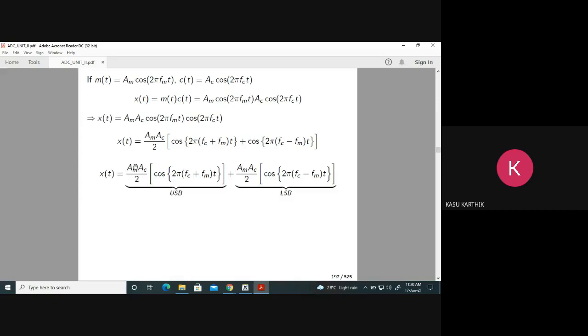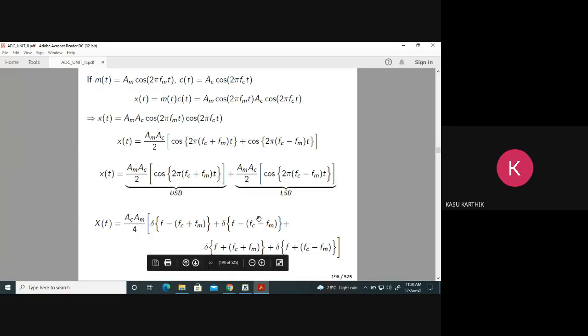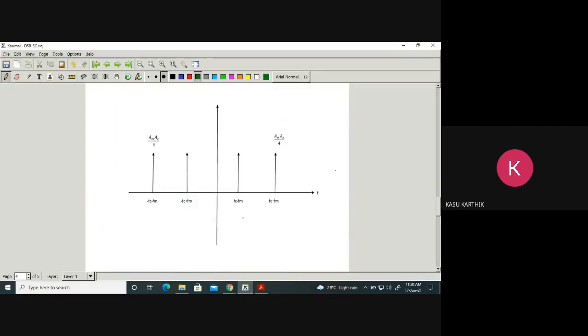So what is the upper sideband amplitude? Am Ac by 2. What is the lower sideband amplitude? Again Am Ac by 2. What is the spectrum? How will it be? We have two cos terms, which means you get 4 impulses. So what about amplitude? Am Ac by 4, since it becomes 1 by 2 again. These are the 4 cos terms. So you go to the spectrum of DSBSC.